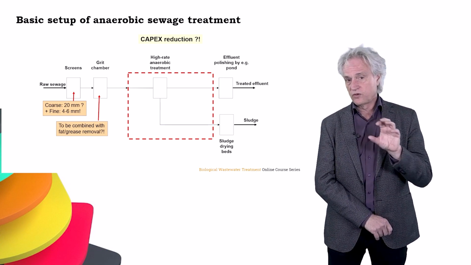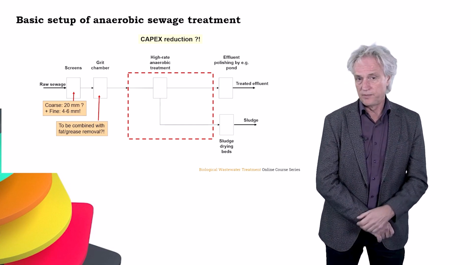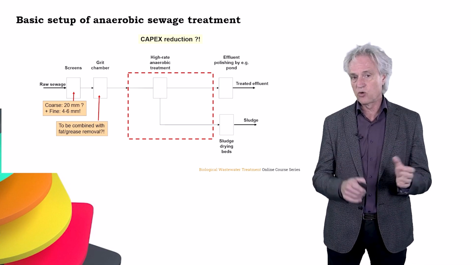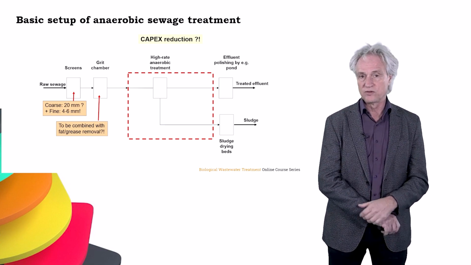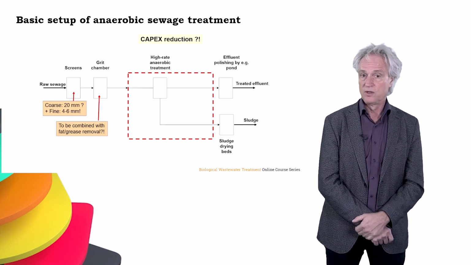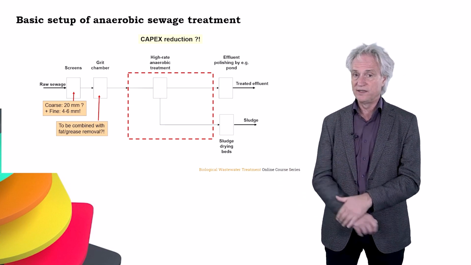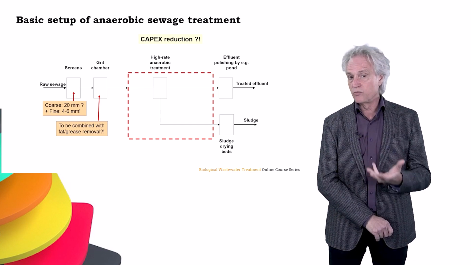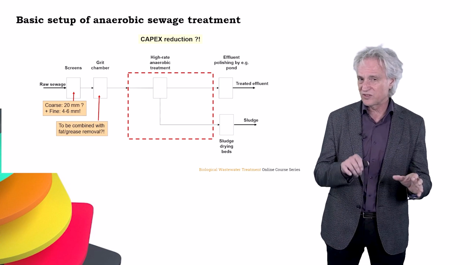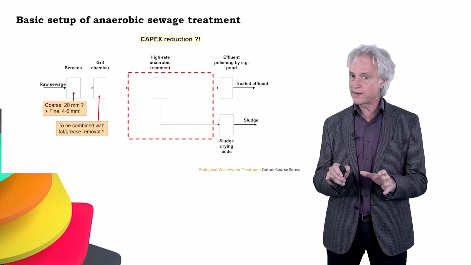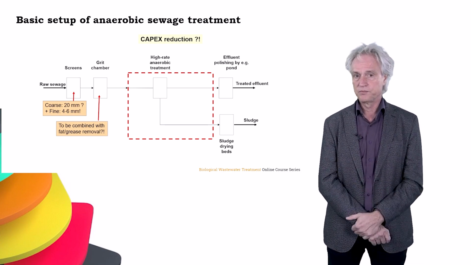Now, what you also see is that some comments were put at the screens and at the grit chamber. In an anaerobic reactor it is very important that you have very good grit removal, sand removal, up front. Otherwise the sand will accumulate in the upflow reactor. The grit chamber you can combine with fat and grease removal, because accumulation of fat and grease inside the anaerobic reactor may impact the bioconversion negatively.